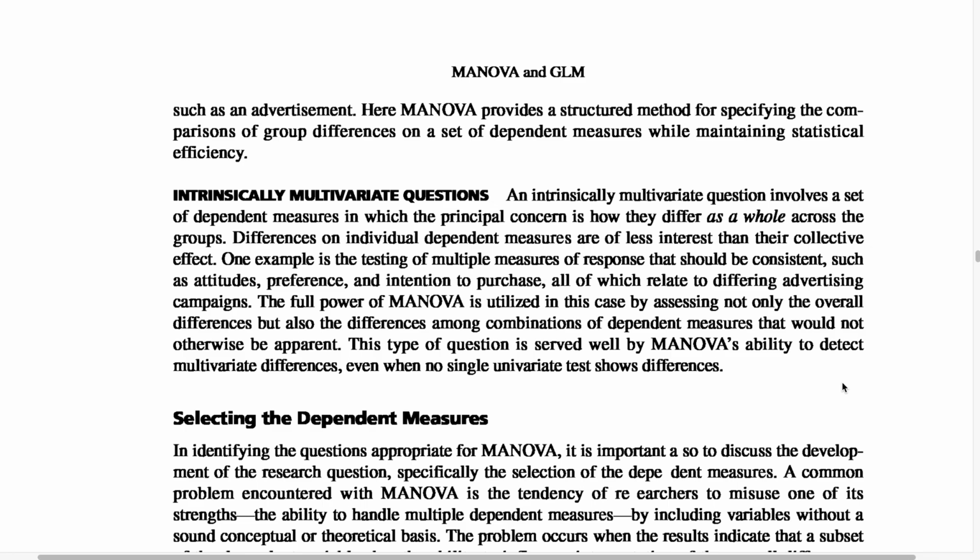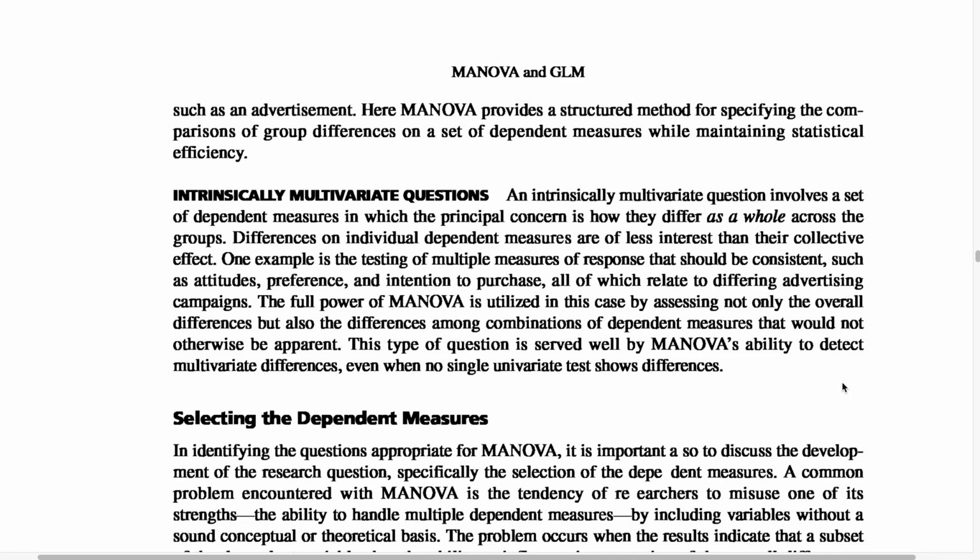Let's talk about intrinsically multivariate questions. Intrinsically multivariate questions involve a set of dependent measurements in which the principal concern is how they differ as a whole across the groups. Differences on individual dependent measurements are less interesting than their collective effect. One example is the testing of multiple measurements of responses that should be consistent, such as attitude, preference, and intention to purchase, all of which relate to differing advertisements.